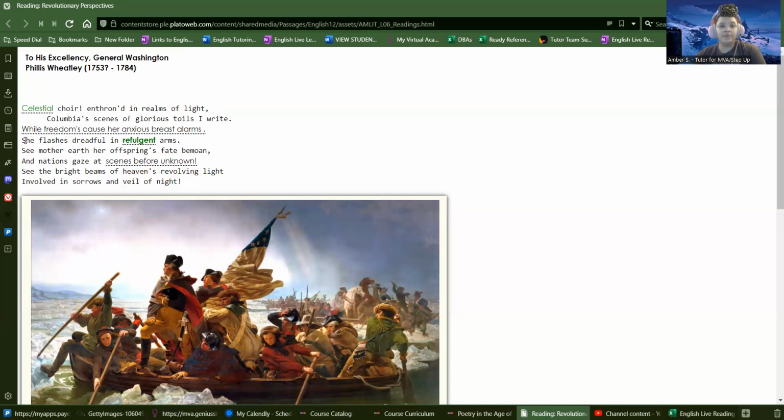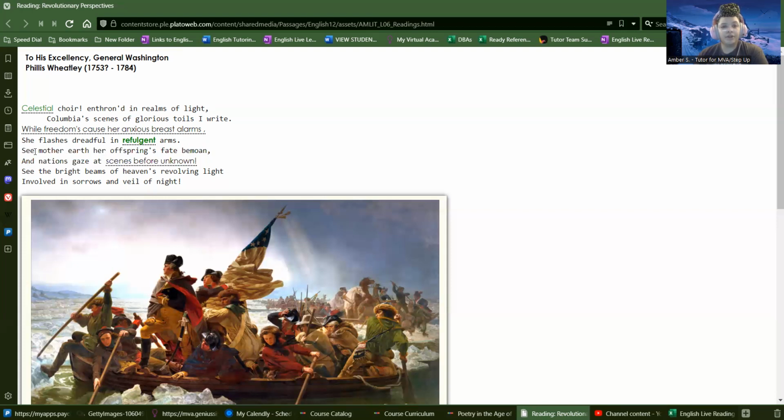So we're just describing the state of the country through her. We're fighting for freedom. We're not feeling great about war, but it's something that has to be done because our freedom has to be won. So we have, "See Mother Earth, her offspring's fate bemoan, and nations gaze at scenes before unknown."